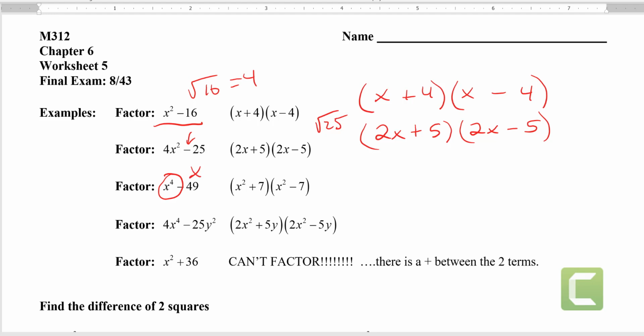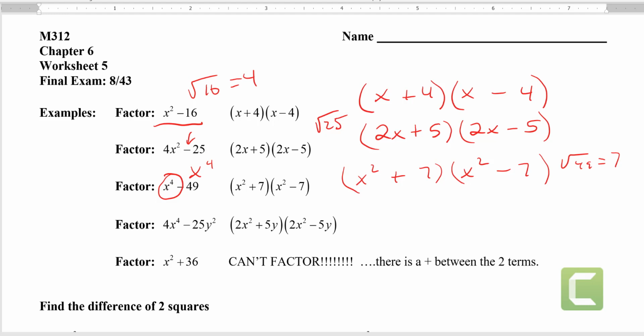Okay, so it gets now a little more complicated, but no big deal. Here's an x to the 4th. So instead of doing x and x, you're going to do x squared and x squared. Okay, and then the square root of 49 is 7. So it's going to be a 7 and a 7 and plus and minus.